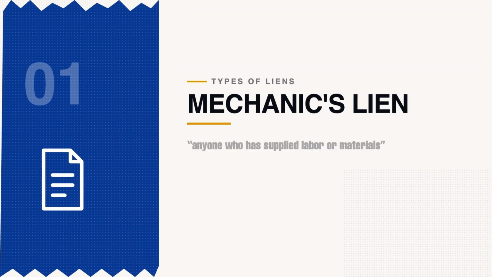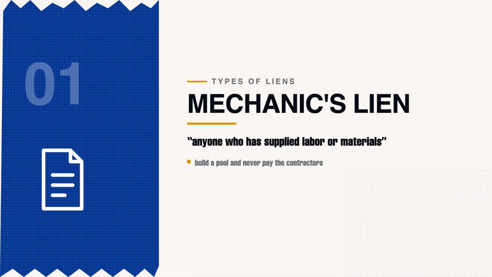There are a couple of different types of liens that can actually affect property sales. The first one is a mechanic's lien. This is a security interest in the title to the property for anyone who has supplied labor or materials. Think of this as your construction type of lien. So you build a pool in your backyard and then don't ever pay the contractors. Those contractors, or even subcontractors of the person who built your house, can attach that mechanic's lien onto the home.